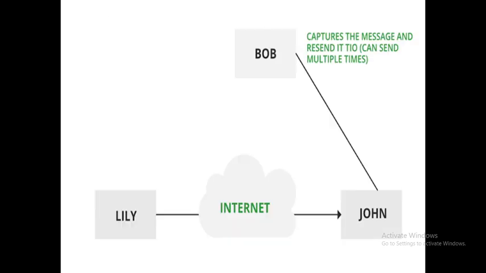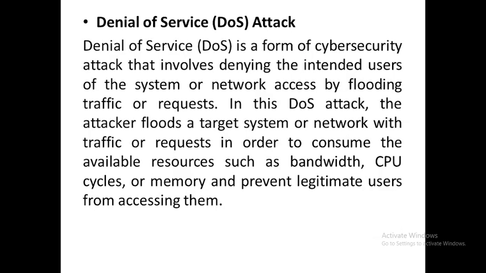And then here Lily and John are in communication. What this Bob does is capture the message and resend it multiple times. And the next, denial of service attack.